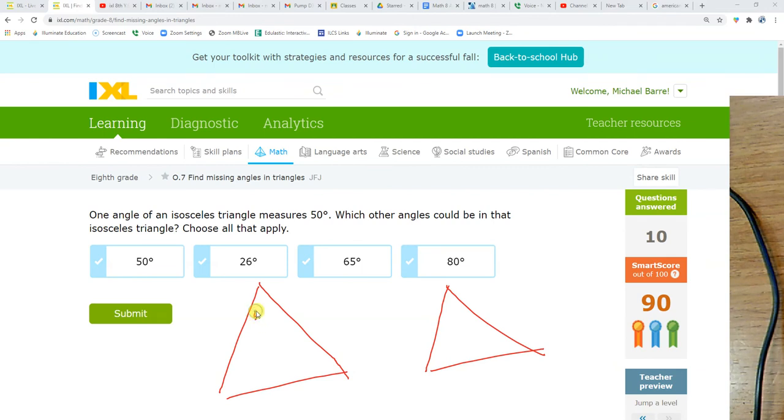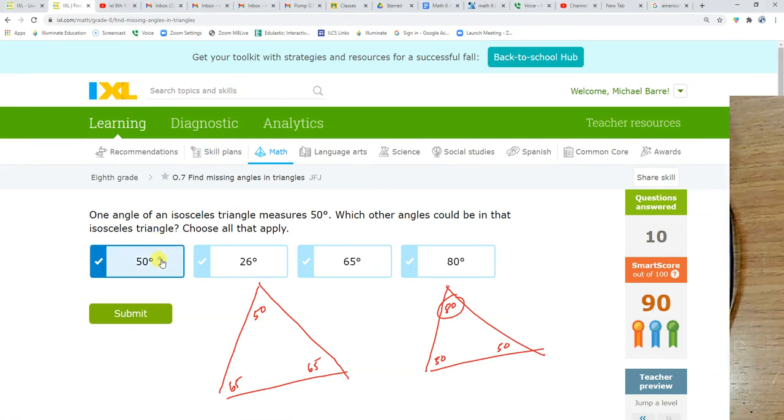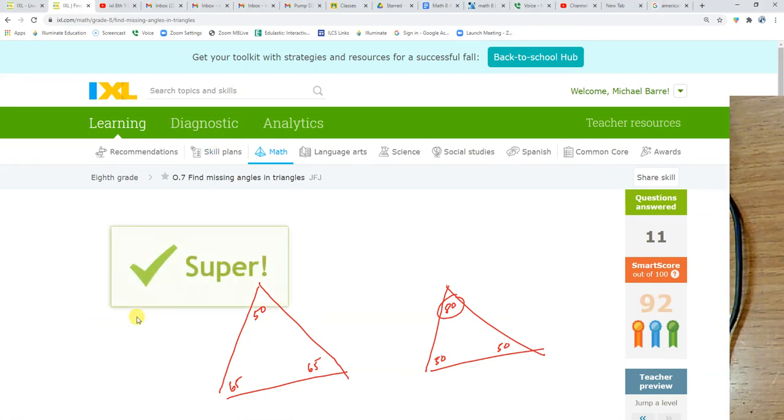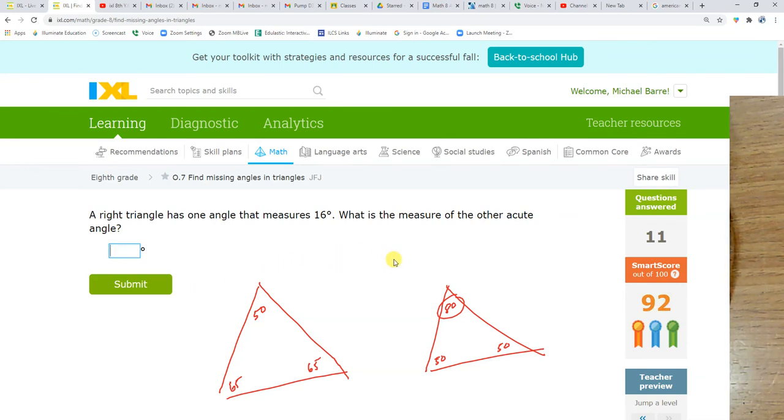So it's either 50 at the top or it's 50 and 50 at the bottom. If it's 50 and 50 at the bottom, that means there's going to be an 80 at the top. If it's 50 at the top, it means it's going to be, what's that, 130, so 65, 65 at the bottom. Right? 130, yes. So 50, 65, and 80. All right. Right triangle. There's nothing crazy there. Okay, hey, that's it. Thanks for watching.